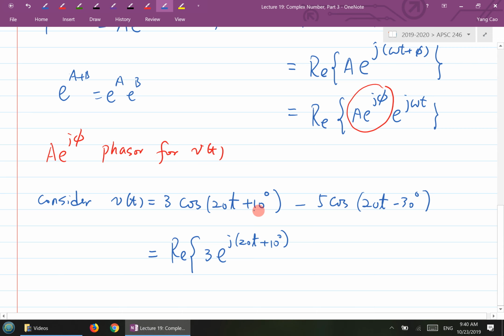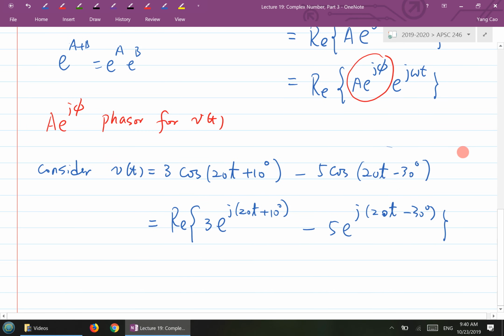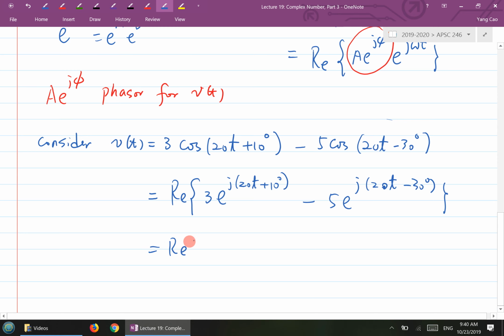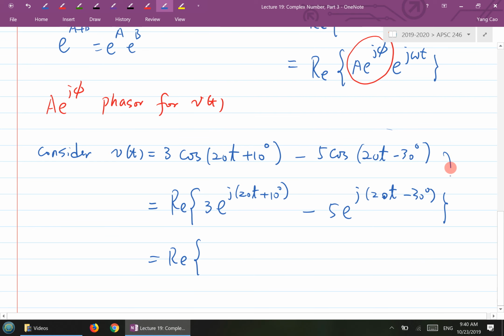This is the first part. That's 3 times e to the power. This is the real part of this. It gives you back this original sinusoid. And the second one here, I can put in the same bracket. The real part of what? 5 times e to the power j 20t minus 30 degrees. So now let's manipulate what is inside the bracket. So far so good? Any question at this step? From here to here is okay?